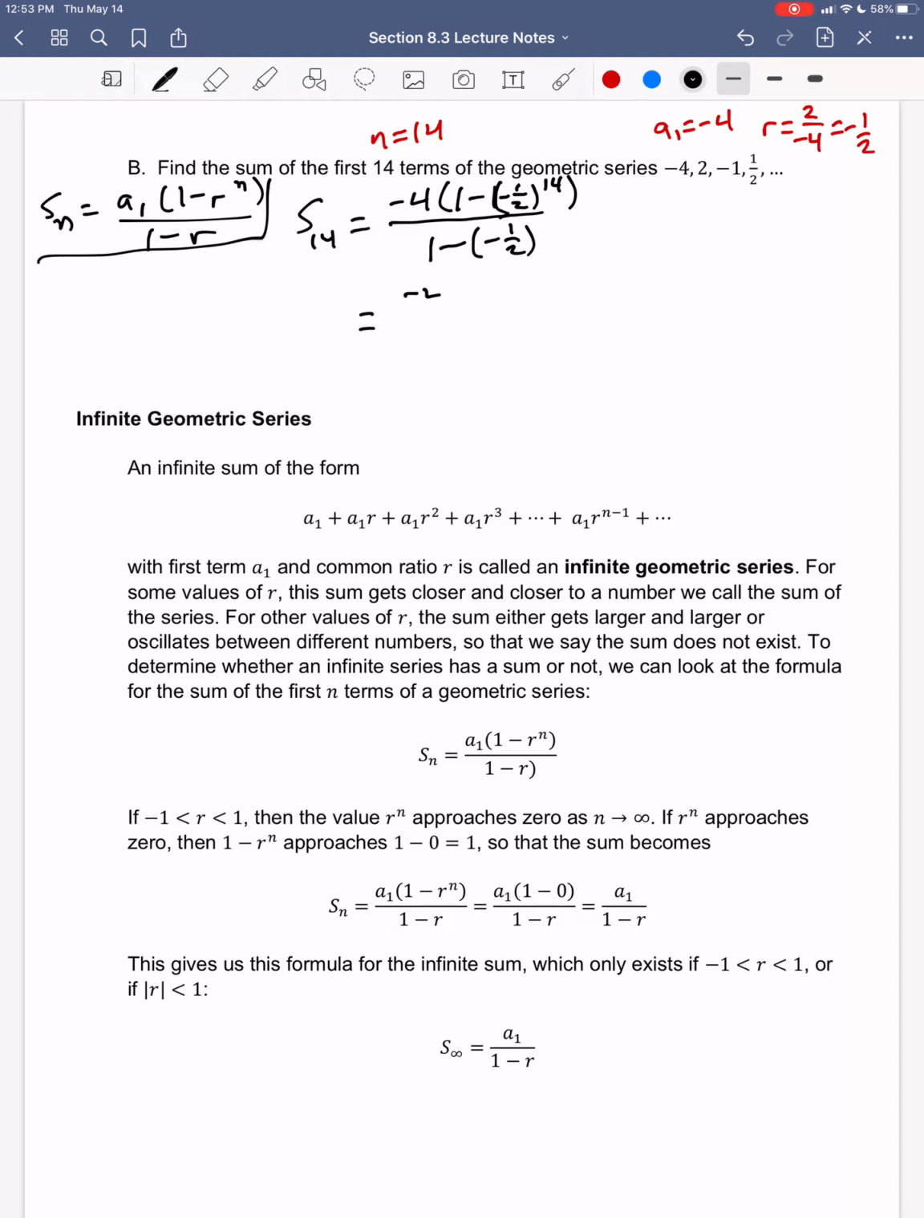So that's negative 4. 1 minus, now I've got a negative number to an even number. That makes it positive. 1 to the 14th is just 1. 2 to the 14th, I can do on a calculator. That's 16,384. 1 minus negative 1/2 ends up being 1 plus 1/2.